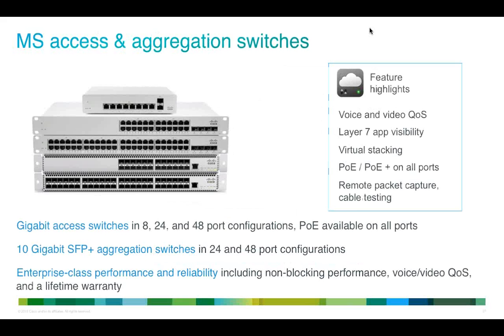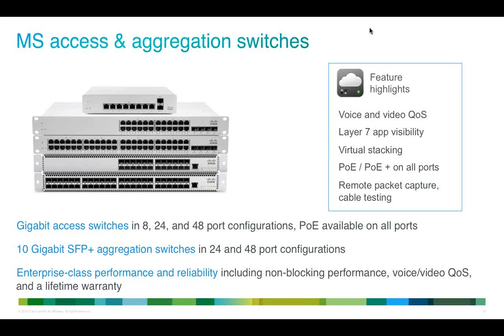And then finally we do have switches. So we have access and in fact aggregation switches, which we recently announced and which will be shipping shortly. The gigabit access switches come in 8, 24, and 48 port configurations. You can choose whether or not you want PoE on all of those models, and by PoE I mean PoE and PoE Plus. And the aggregation switches support 10 gigabit SFP Plus interfaces, and come in 24 and 48 port configurations. All of our switches support virtual stacking.